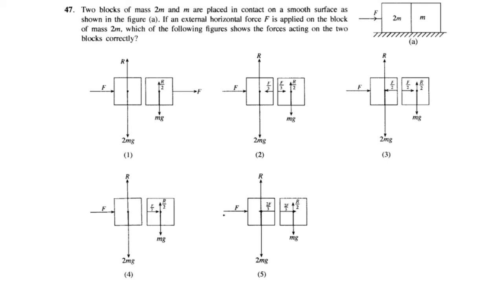So with the acceleration we found before, you get F dash is F over 3. Then the answer is 2.